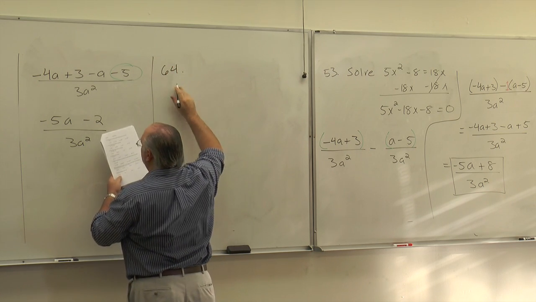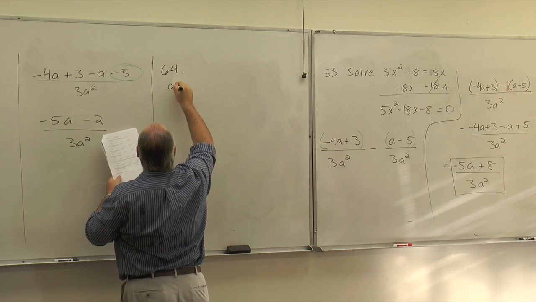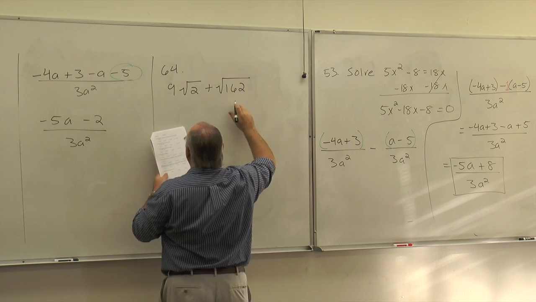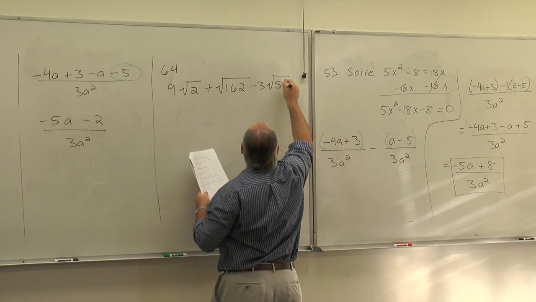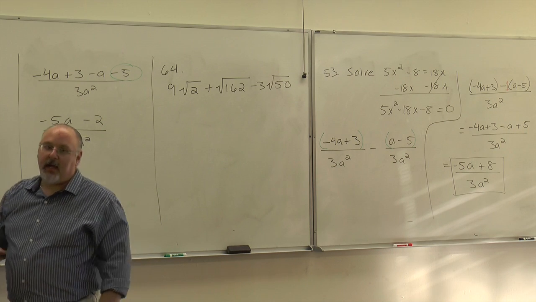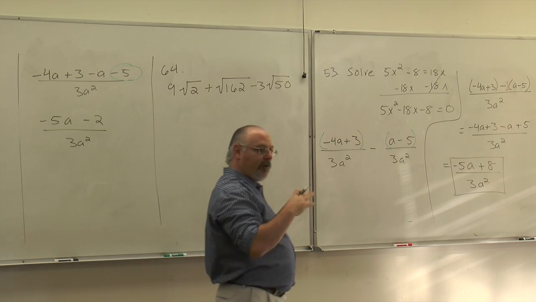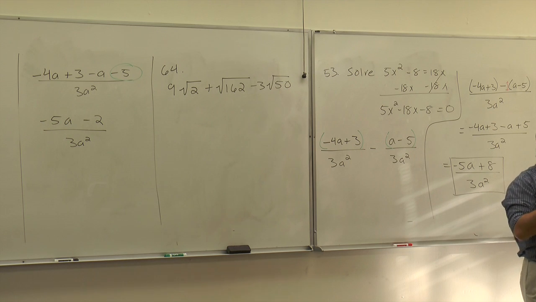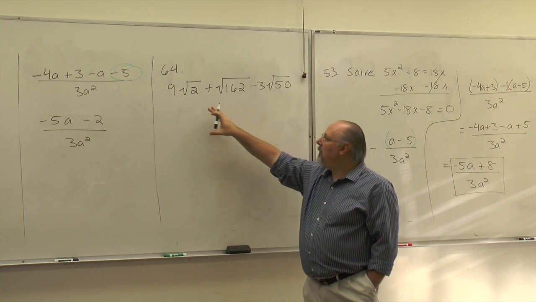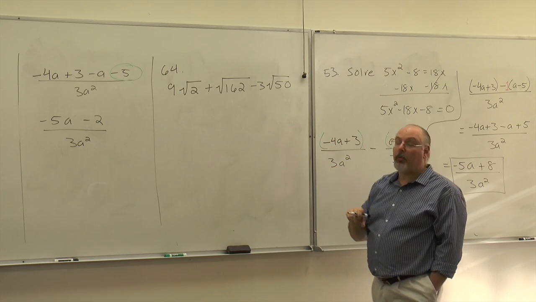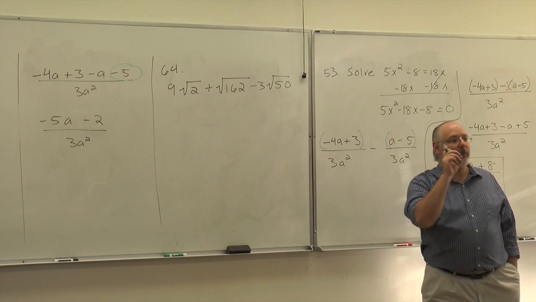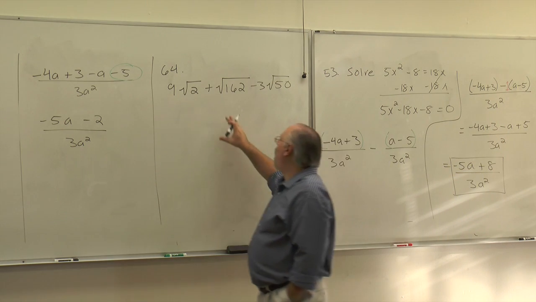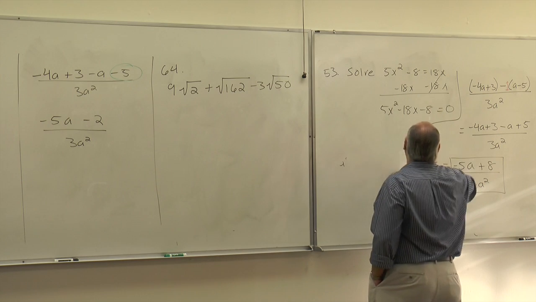All right, 64. Add or subtract 9 square root of 2 plus the square root of 162 minus 3 square root of 50. Now again, depending on your instructor, you may have done this different ways. You may do some factor trees. I like to use what I call the biggest square method. So I want to factor all of these radicands, the number under the radical is called a radicand, so that one of the factors is the biggest perfect square possible. I don't like factor trees. So I'm going to do these separately, kind of on the side.